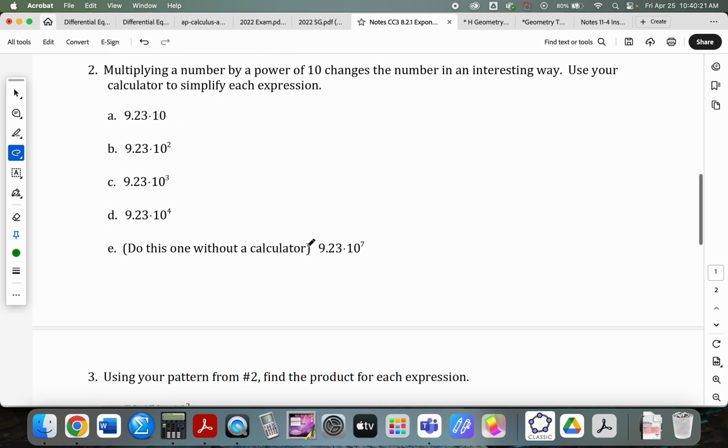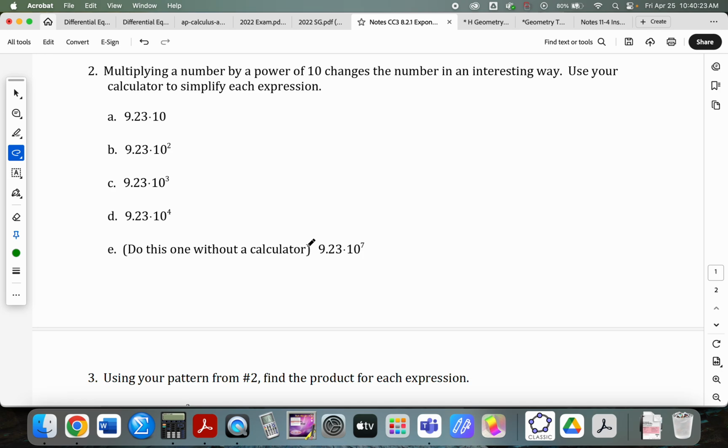All right, so if you've got a calculator with you, great. If not, use your iPad and multiply these out.